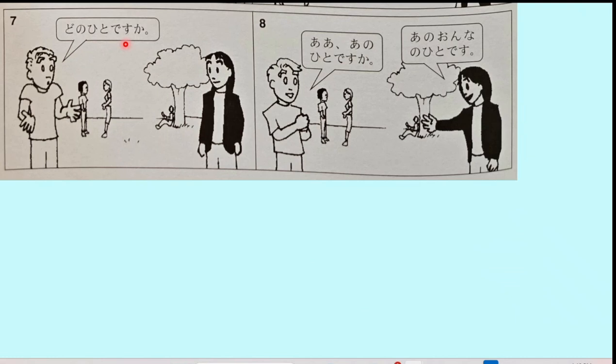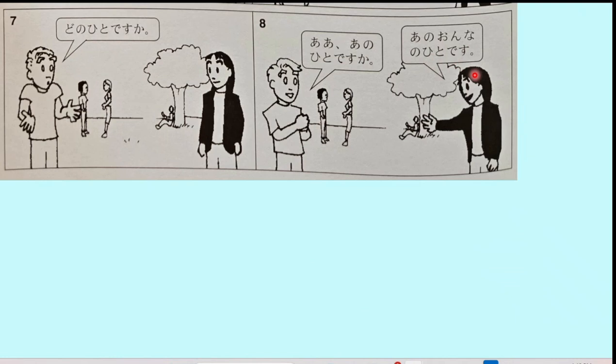So when we talk about a person, we don't say "dore hito." It will be "dono hito." "Dono hito desu ka?" means which person, or which person you are talking about. And she says in this, "Ano onna no hito desu."